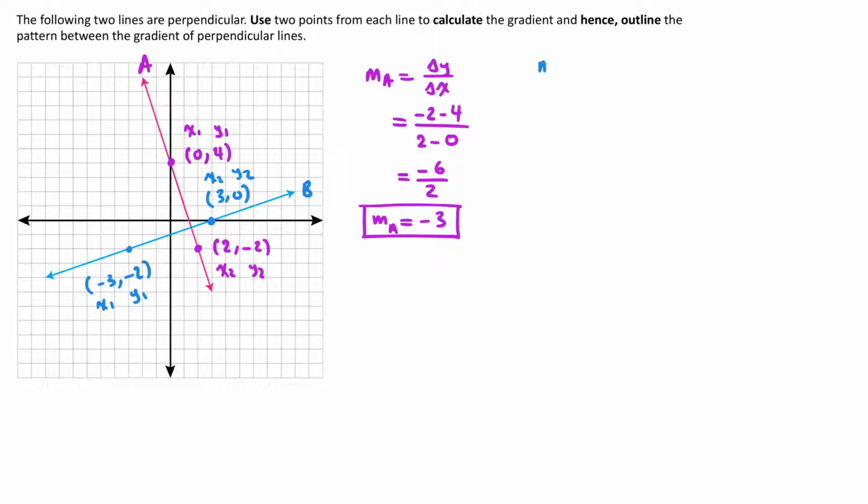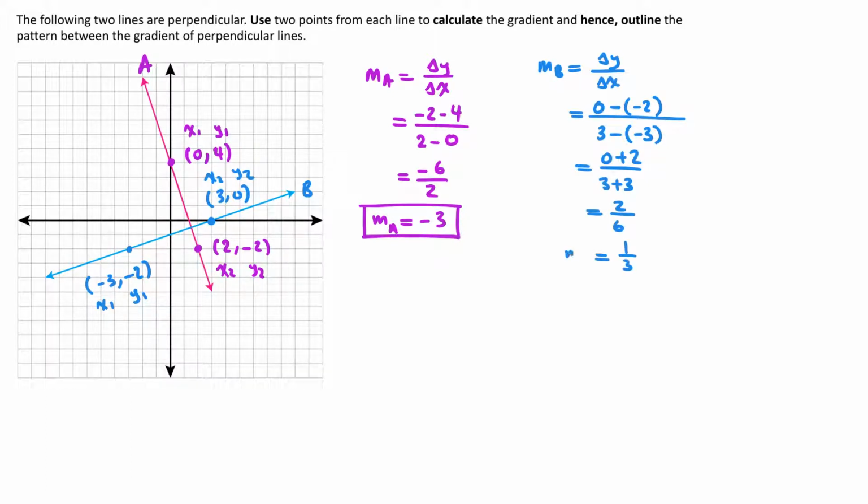And the slope of B will be, again, delta y over delta x. And my y2 is 0, my y1 is -2, my x2 is 3, and my x1 is -3. This turns into plus 3 plus 3, so I get 2 over 6, which is the same as 1 over 3 when it's simplified.